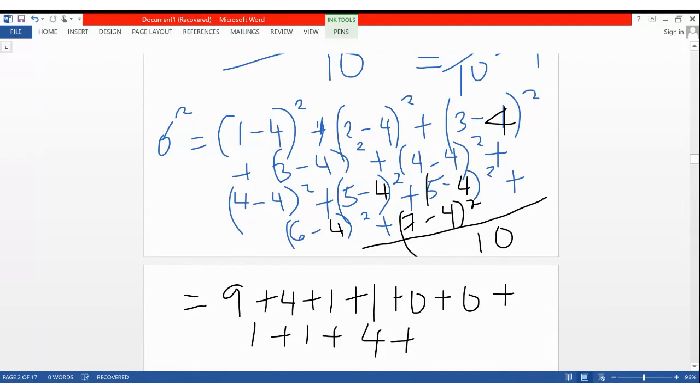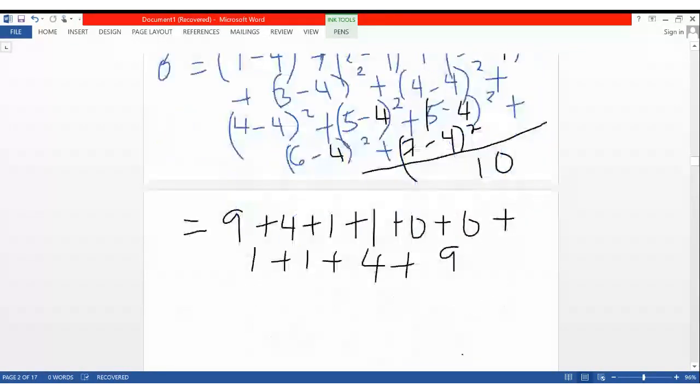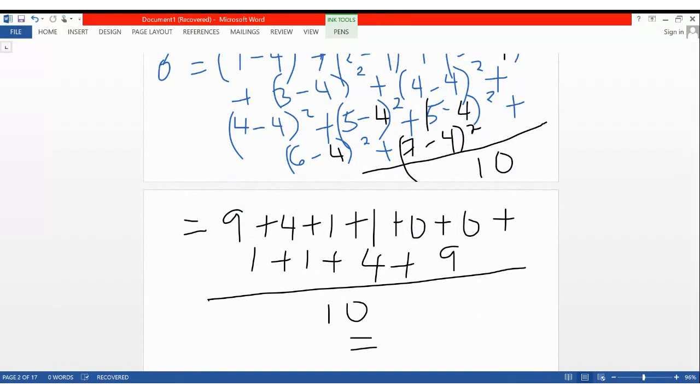If I do this one correctly, 9 plus 4 plus 1 plus 1 plus 2 plus 4 plus 9, that is 30. Making it 30 all over 10. The answer will be 3.